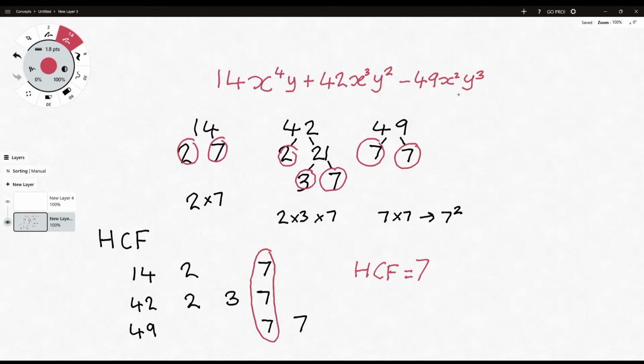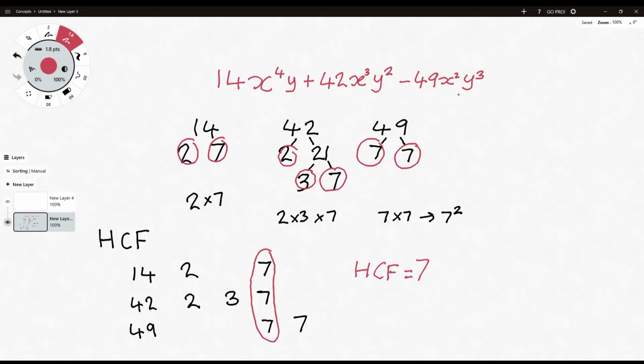Now to find the highest common factor of the algebraic sections, it's a lot simpler, because if we look at these, they are already factorized for us. x to the 4 is x times x times x times x. x to the 3 is x times x times x. And x to the 2 is x times x. So we can see straight away from the x terms that the highest common factor is x times x, or x squared, because it's the highest value that will divide into all 3 terms.